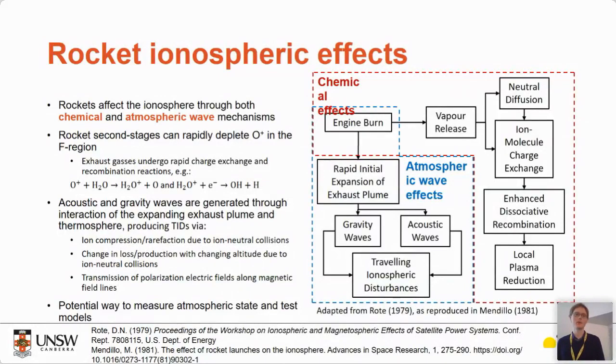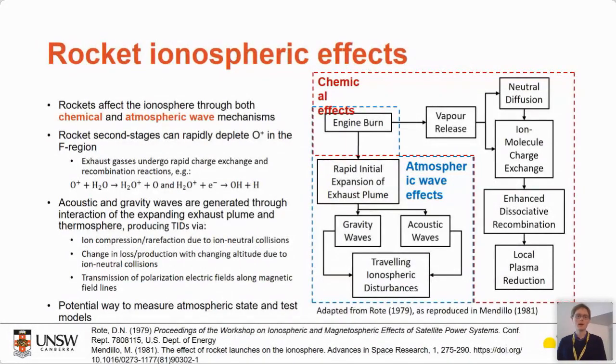Acoustic and gravity waves are generated through the interaction of the expanding exhaust plume with the thermosphere. And so these produce effects similar to those travelling ionospheric disturbances mentioned previously. You get ion compression and rarefaction due to the perturbations to neutral winds and ion neutral collisions. Also, as the ions are driven to higher or lower altitudes, there are changes in loss and production, which also impact ionization.